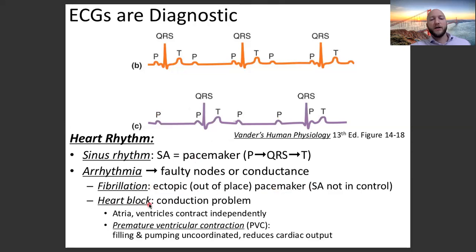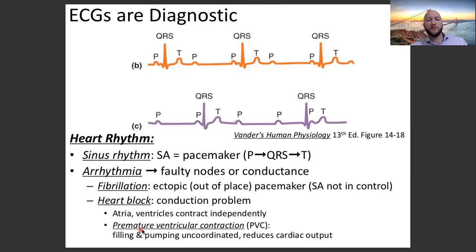A heart block is when there's a conduction problem. So sometimes the atria and the ventricles contract independently, that the normal depolarization event isn't able to go to the AV node and pass through the bundle of His and pass through the left and right bundle branches. There's some sort of conduction problem with the passage of that electrical event, and it's called a heart block.